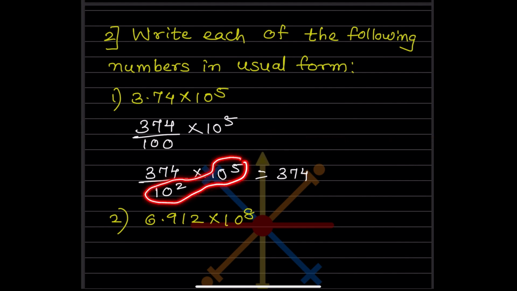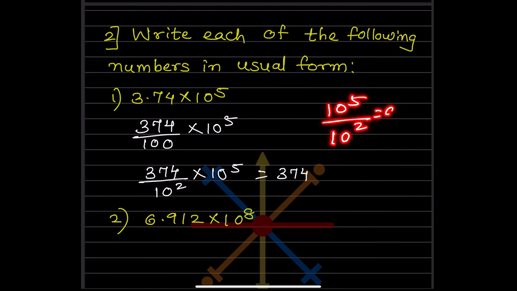You know the exponent rule, 10 raised to 5 divided by 10 raised to 2. a raised to m divided by a raised to n is a raised to m minus n, so that will be 5 minus 2, that is 10 raised to 3. So this we can write as 10 raised to 3, which means this is going to be 1000.